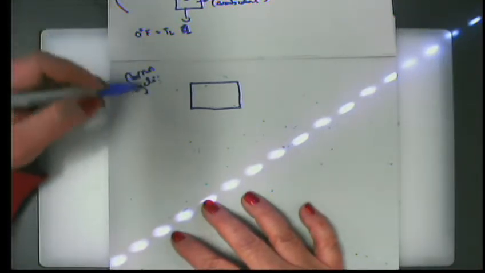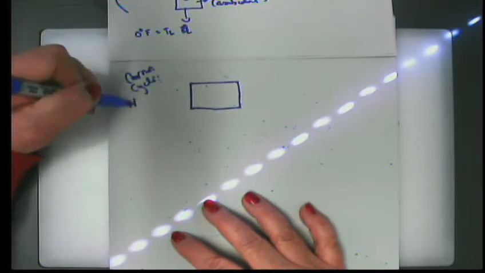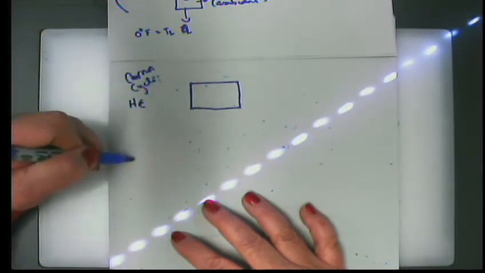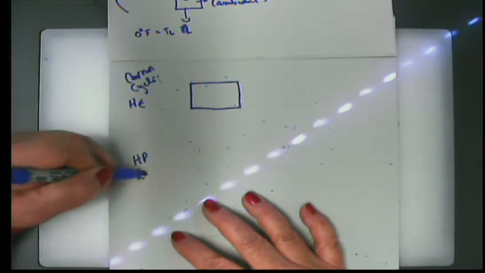All right, so a Carnot cycle then. We can draw a Carnot cycle for a heat engine, and we can draw a Carnot cycle for a heat pump or refrigerator.